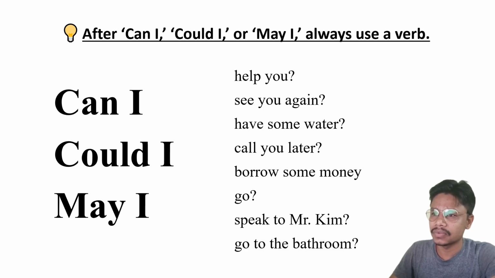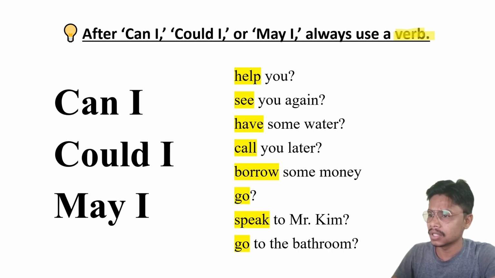Okay, I've written can I, could I, and may I on the screen. Remember, after all these three, you have to say a verb. Okay, so let's look at the verbs: help, see, have, call, borrow, go, speak, and go again. Okay, so here's what we'll do. I'm going to read and try to switch some around.